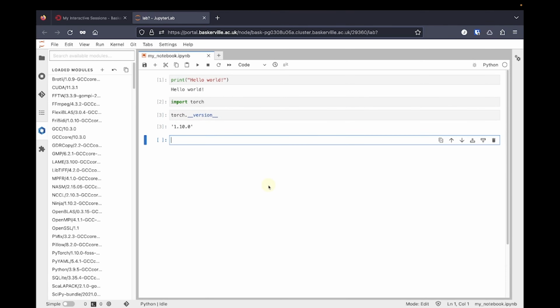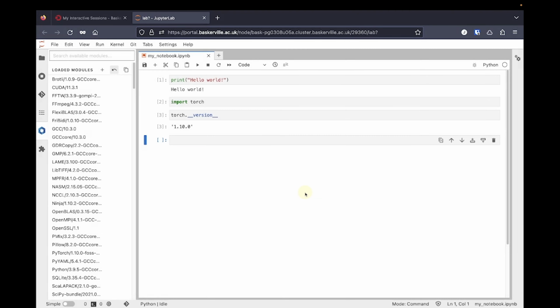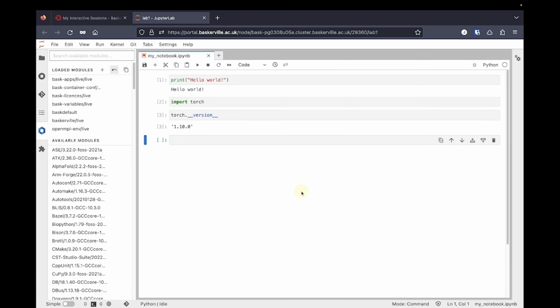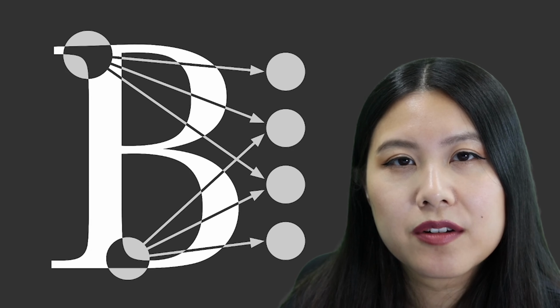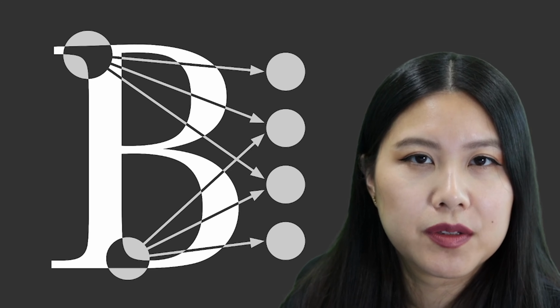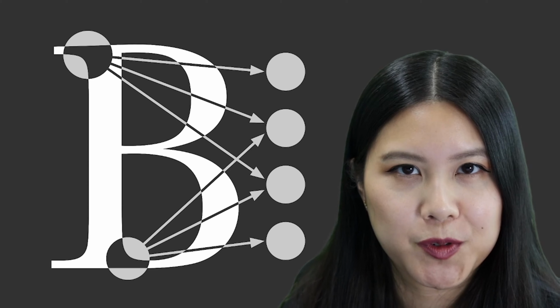If you want to load in a different application for a new environment, you can revert to the default collection by clicking the arrow next to the plus sign, which can again take several minutes to revert back. Let's see how we can use a Conda environment to access self-installed software through a JupyterLab notebook hosted on Baskerville Portal.